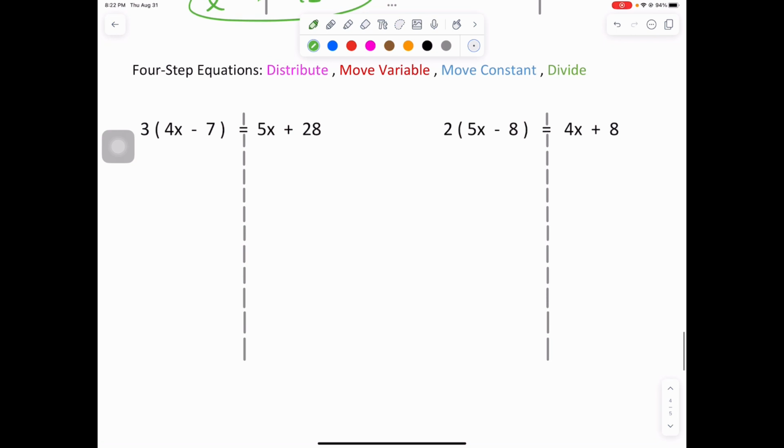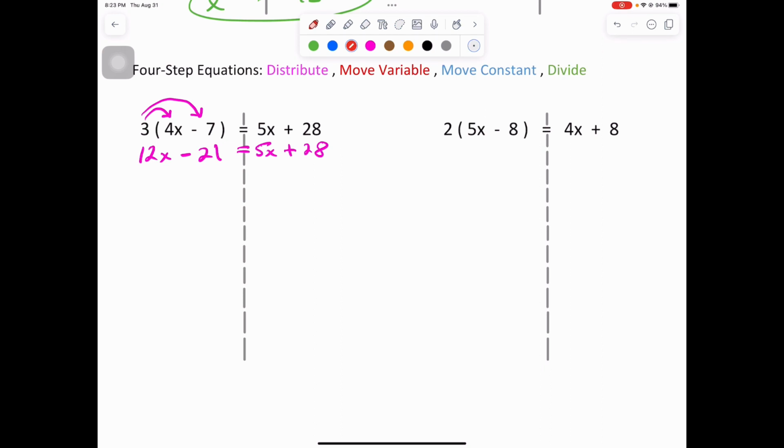All right. Four-step equations again. What are we doing? Distribute, move variable, move constant, and divide. Okay, so first things first, we will distribute. 3 times 4x is 12x. 3 times negative 7 is negative 21. Bring down our equals. Bring down your 5x. Bring down your plus 28. And move on to step 2 in the sequence, please.